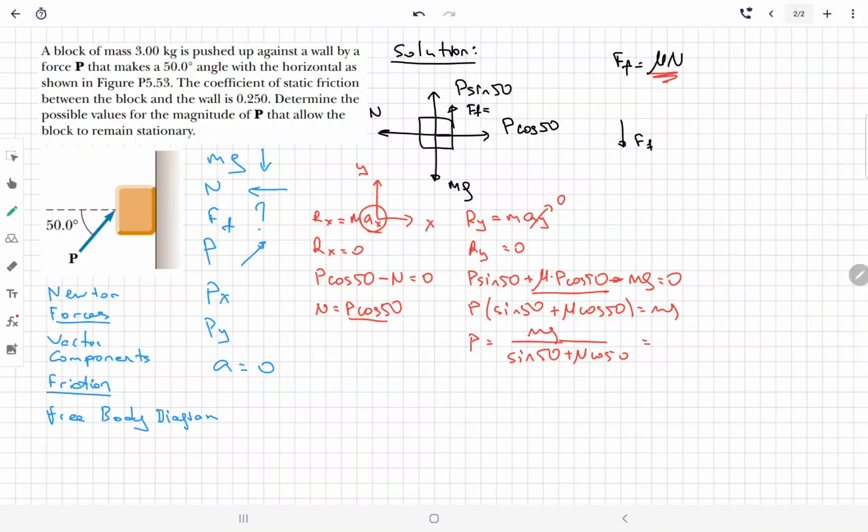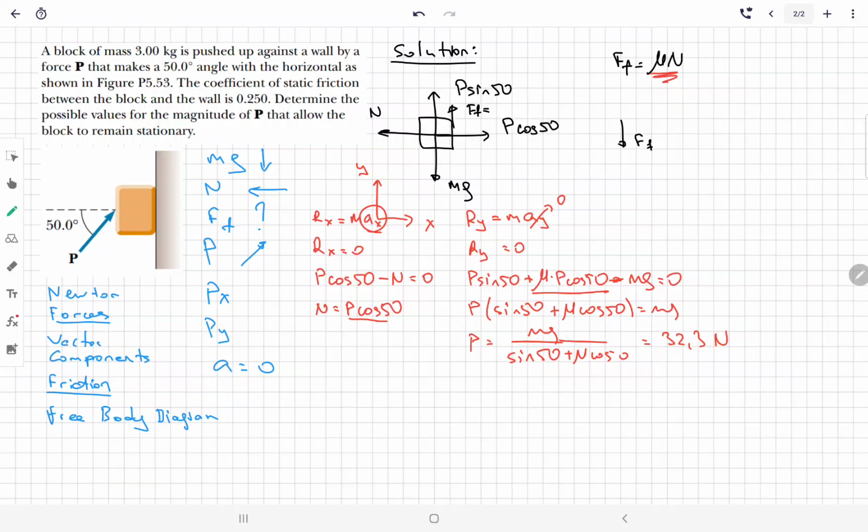So let's take our calculator. Mass is 3, gravity approximately 10, sine 50 plus mu 0.25 times cosine 50. My calculator gives me 32.3, approximately 32.3 newtons.